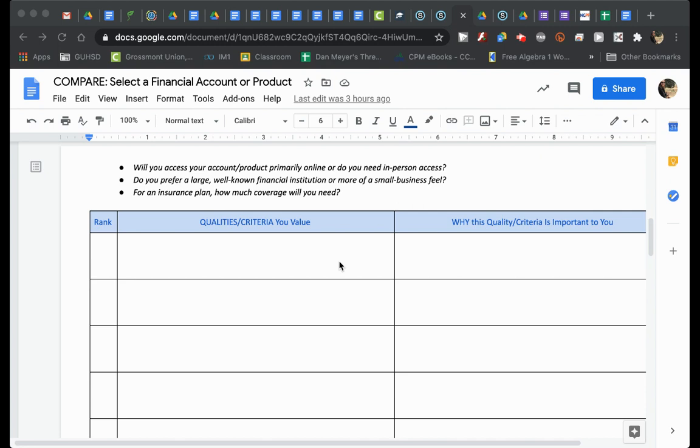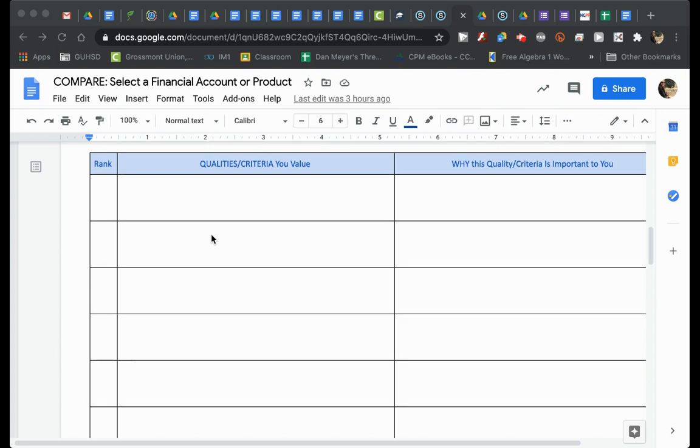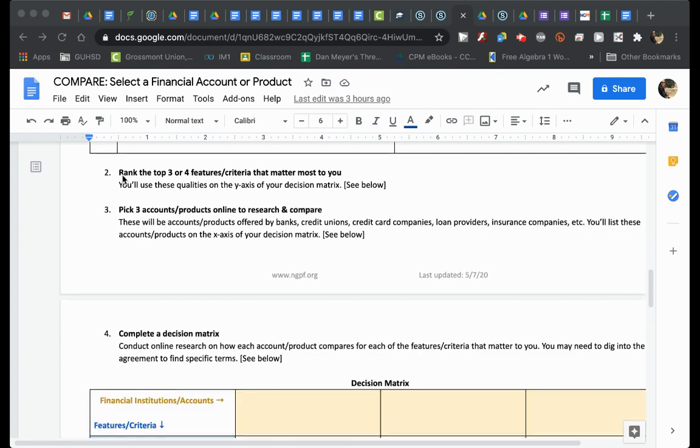This could also include having low or no overdraft fees, out of network ATM fees, or similar features like that that you've previously learned about in this section around checking accounts. Once you have those written, you're going to then respond with why this quality or criteria is important to you. Everything should be in complete sentences. After that, you're going to rank what is the most important parts of that, and you will move on.